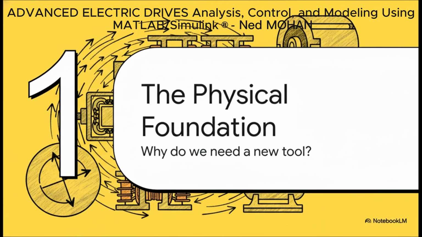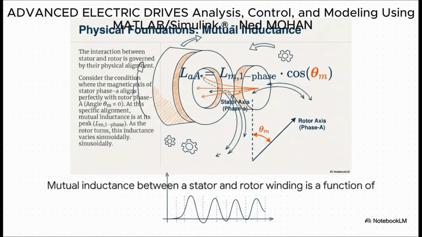Okay, so before we dive into the math and the definitions, let's talk about why we even need this tool. What's the problem we're actually trying to solve here? It all starts with what's physically happening inside the machine. So, at the heart of any electric machine, you've got, well, a magnetic dance between the stator and the rotor. And the problem is, as you can see here, the coupling between them, what we call mutual inductance, is not a constant number. Nope, it changes with the actual physical angle of the rotor.